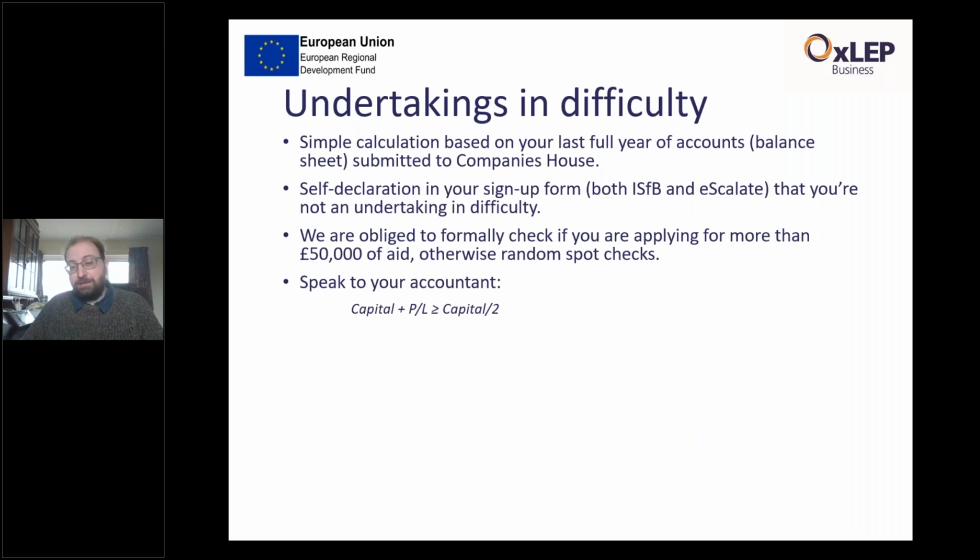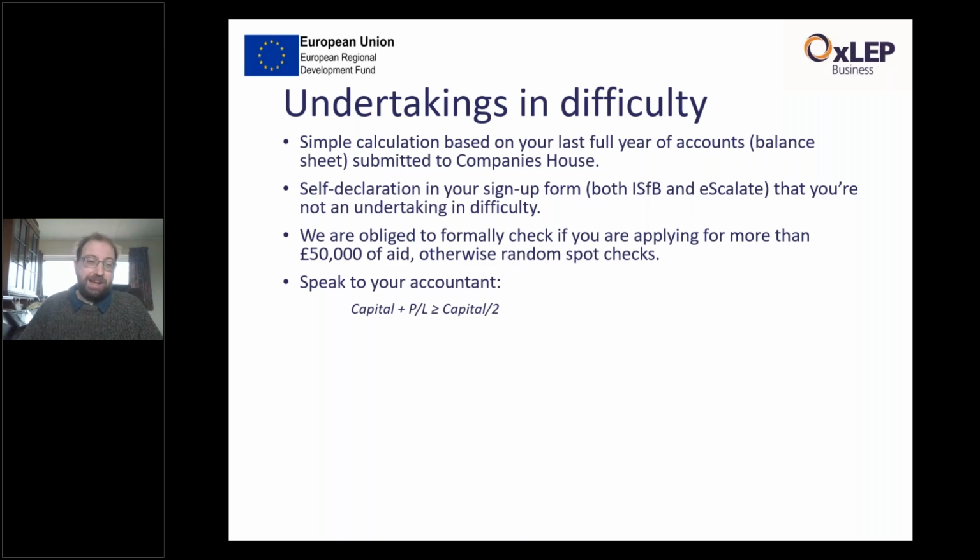I said it was a blunt test. It is a very simple calculation based on the last full year of accounts or your position at December 2019, looking at the balance sheet. You will already have completed a self-declaration in your sign-up form saying that you're not an undertaking in difficulty.